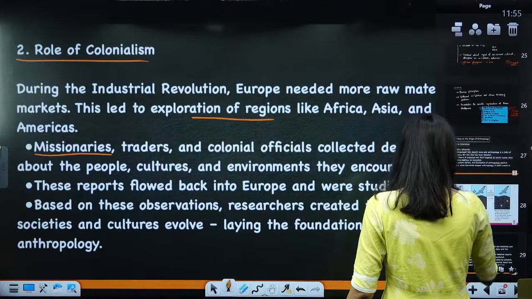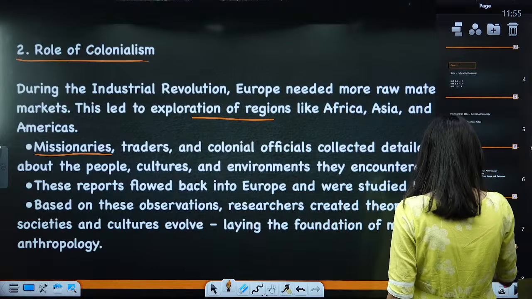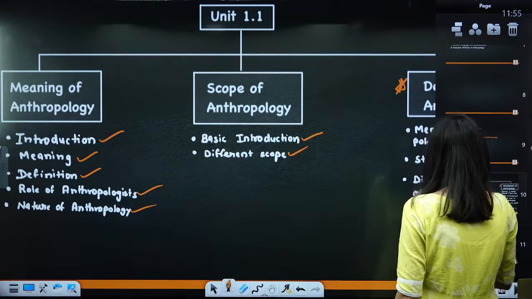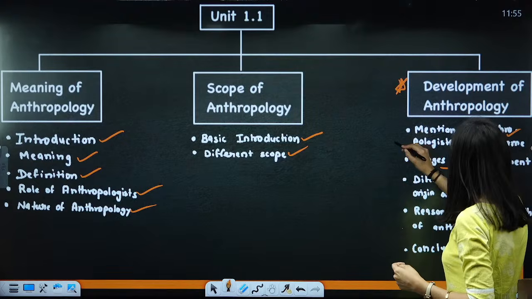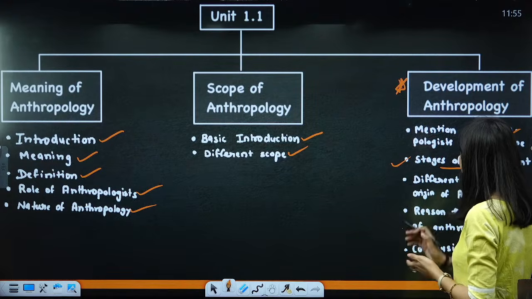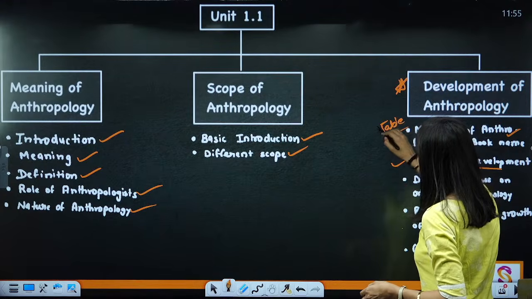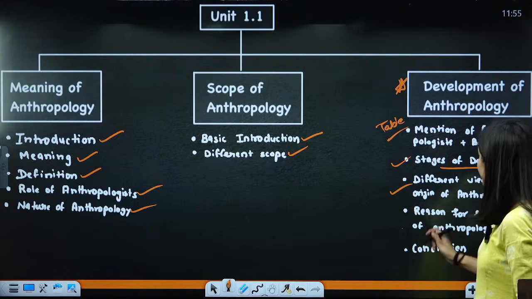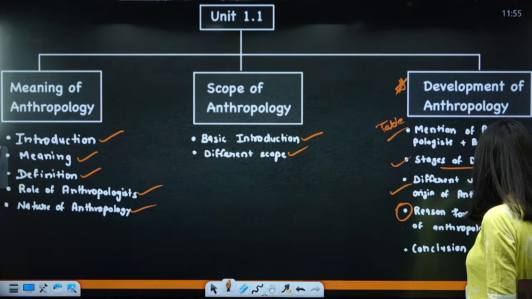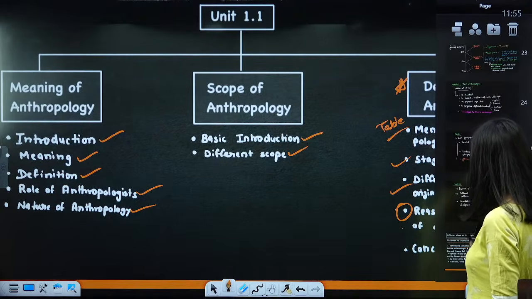So let's try to understand. Okay, so this is the index that we were having. The first part, the stages of the development, is done. This is what I will be providing you in terms of a table. Different views on the origin of anthropology, that is also done. Now we are left with this part, the reason for the slow growth of anthropology. So now let's do this part.